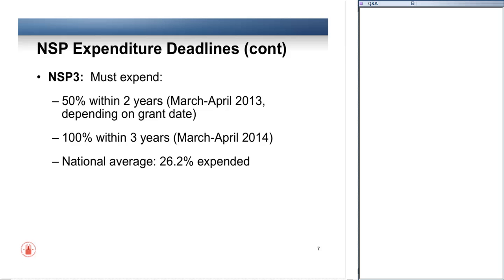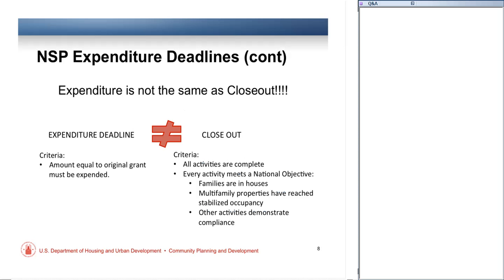One thing we really want to make clear, because we've talked a lot about closeout, is that closeout and expenditure deadlines are not the same thing. The expenditure deadline is a requirement that you spend an amount equal to your original grant. That can be any combination of grant funds and program income.